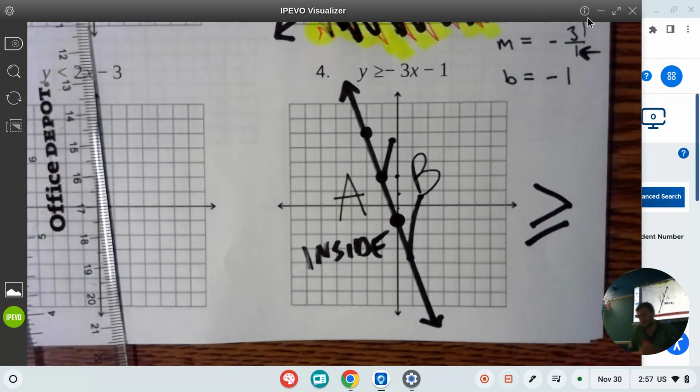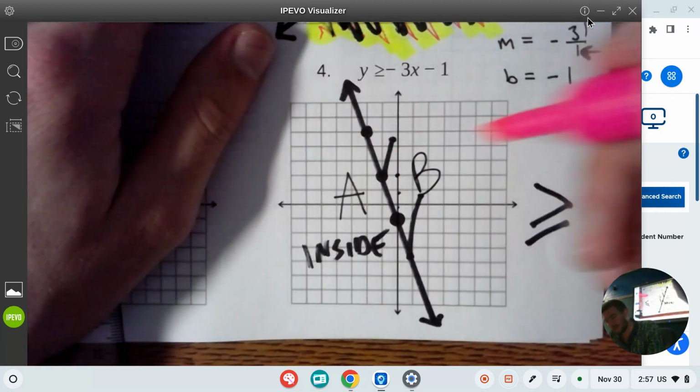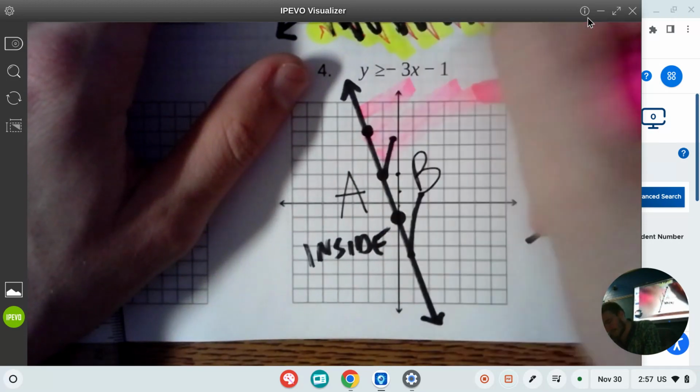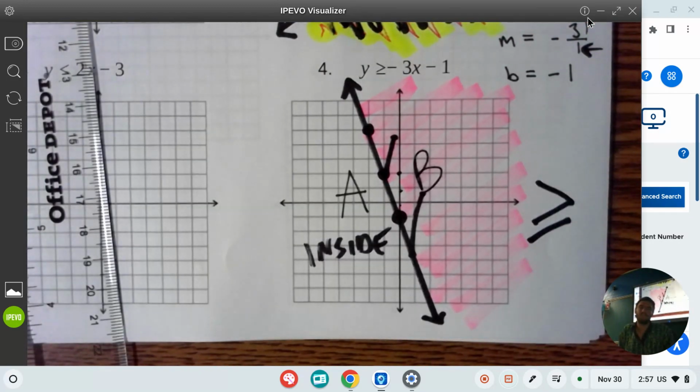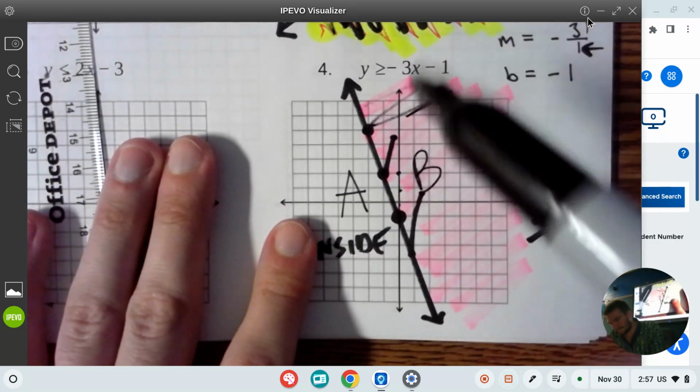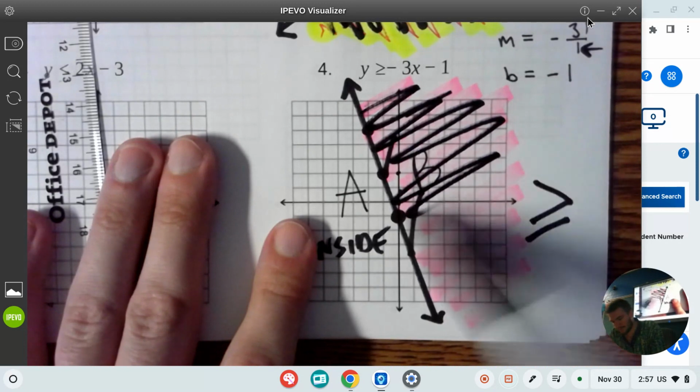Let's mix it up. I'll use pink this time. Don't spend too long. 3 seconds. 1, 2, 3. Really quick. 1, 2, 3.